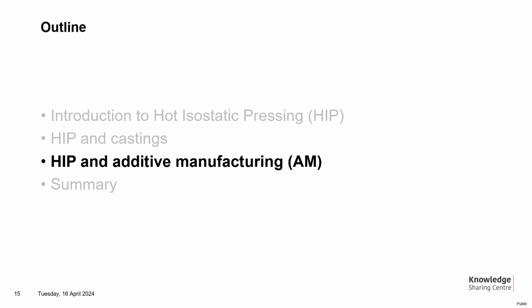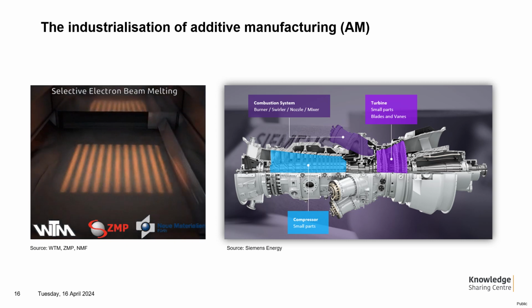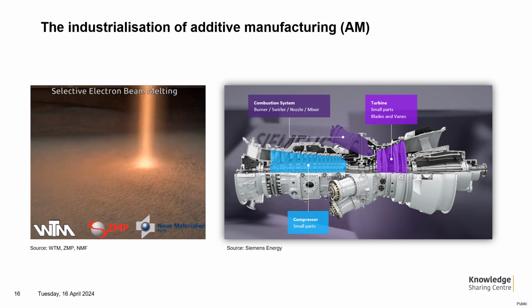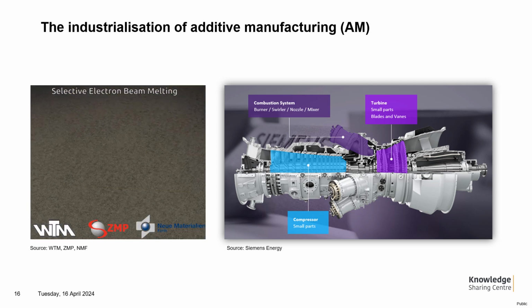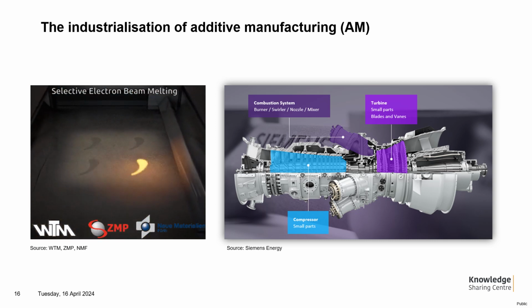Now we have learned in general what benefits a HIP treatment brings with it. And on the following slides, we want to learn how additive manufacturing and hot isostatic pressing can be a perfect match for the future. Industrialization of additive manufacturing is speeding up nowadays. Companies are adapting AM techniques such as electron or laser powder bed fusion more and more for serial production of complex parts like turbine blades.